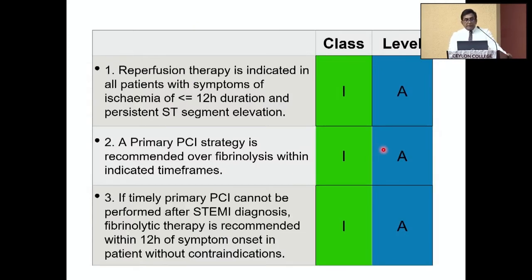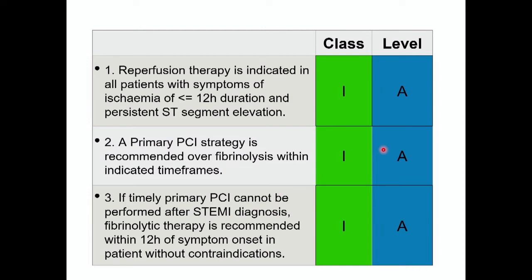And if you look at the guideline, reperfusion therapy is indicated in all patients with symptoms of ischemia of less than 12 hours duration with persistent ST elevation. So all these patients should be given reperfusion, either thrombolysis or PCI. Primary PCI strategies are recommended over thrombolysis within indicated hours. I mean, if the patient comes early, PCI is the best, not the thrombolysis.